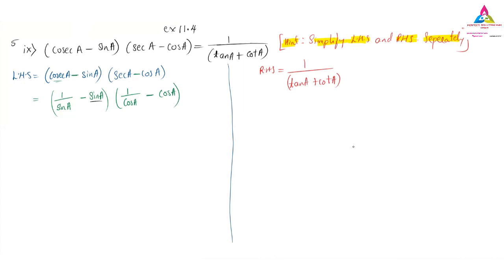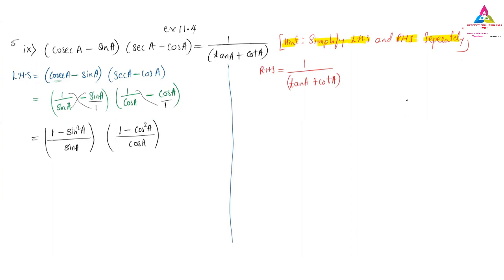The second half has a different denominator, so we have to take the LCM. The LCM for this is sine A, so sine A into 1 is 1, and sine A into sine A becomes minus sine square A. This is the first half. And here one more part we have, with cos A in the bottom, so cos A will become the LCM. So 1 into 1 is 1, minus cos A into cos A, minus cos square A. That is the second half.